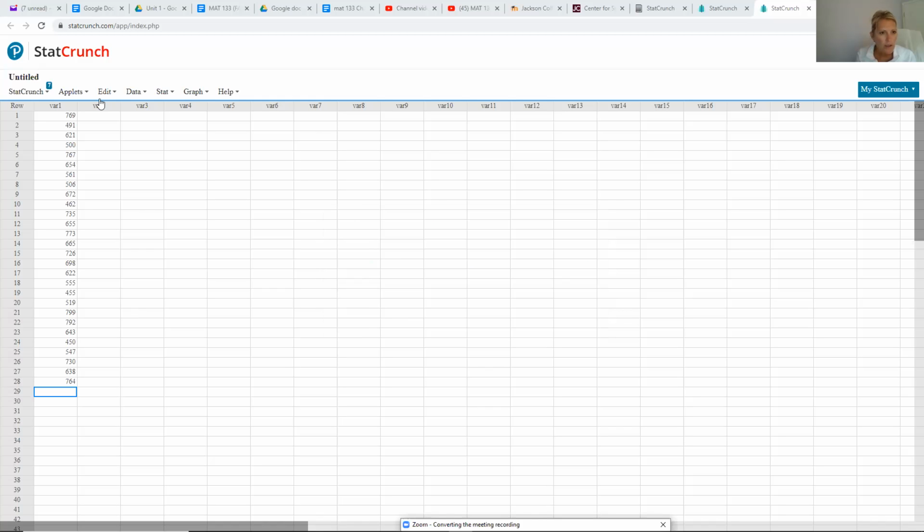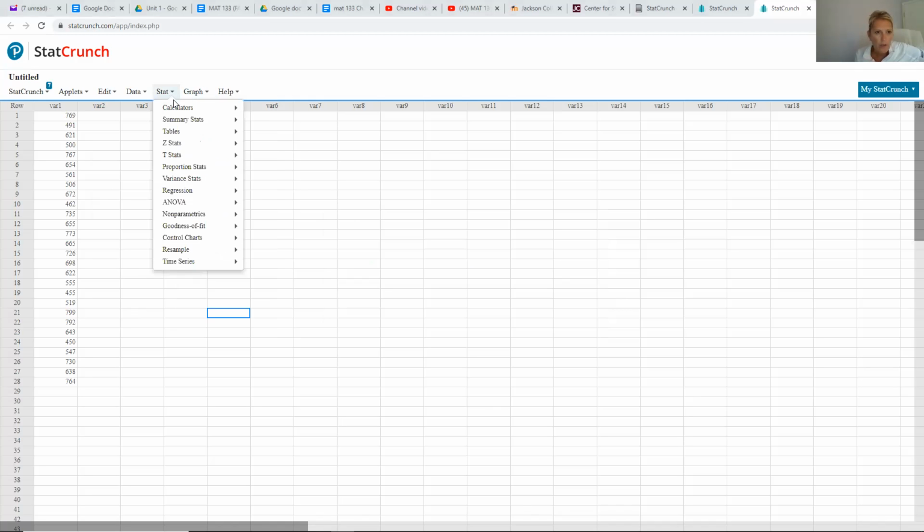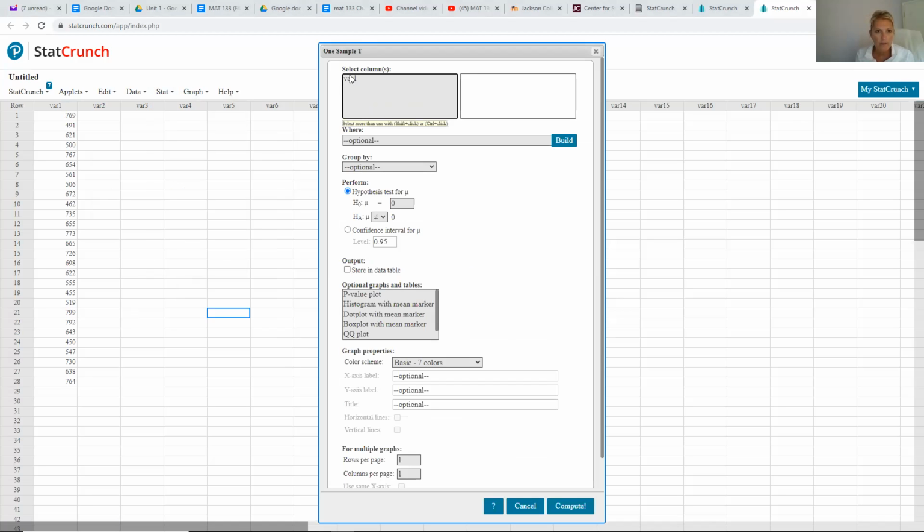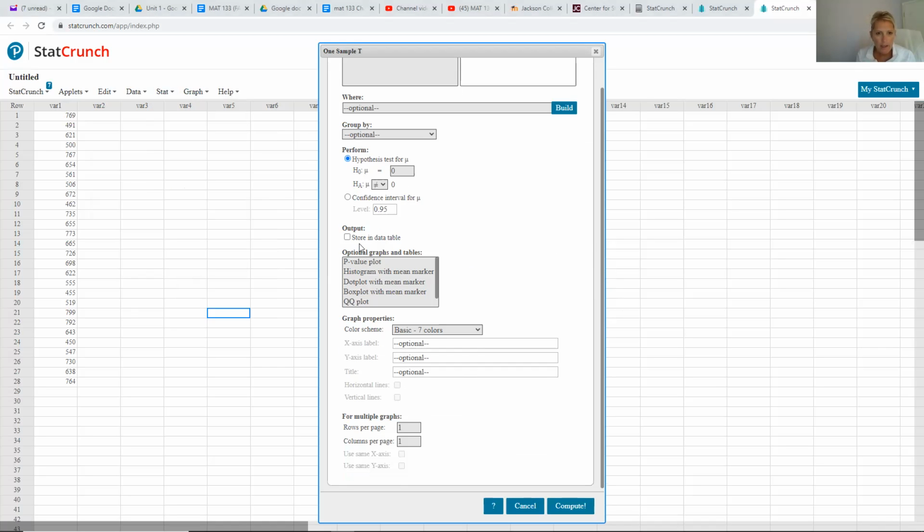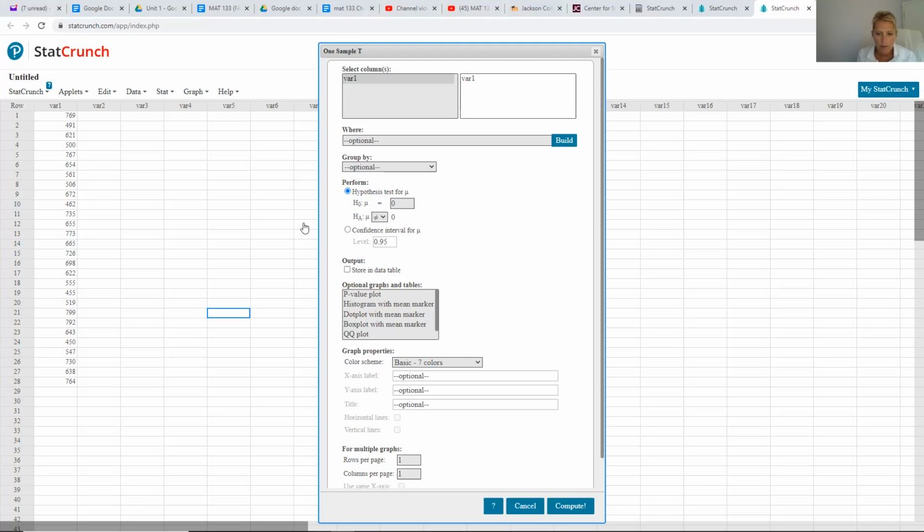So here is our data in StatCrunch. I typed it all up. We are going to go to Stat, then down to T Stats, one sample, with data. We select var1; we could have named it, but we're just going to say var1. We're not going to group by anything. Our hypothesis test is mean equal to 703, and it's a not equal to, which they already have. So we can go ahead and hit compute.